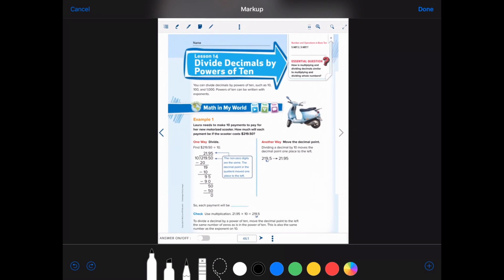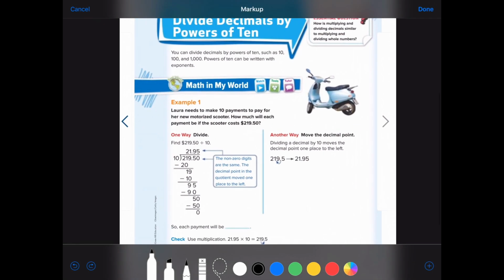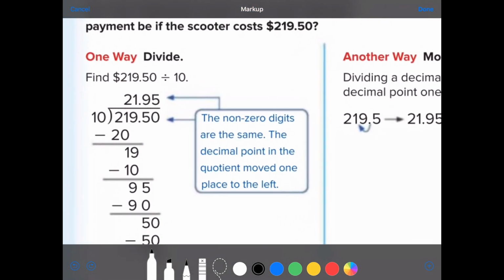Page 461. Let's begin. And I think you're going to really like this chapter. Something that will help you in this chapter is to remember that when you divide by 10, the decimal goes to the left. And when you times by 10, the decimal is going to go to the right. So in this lesson, we are going to be learning about dividing by 10.